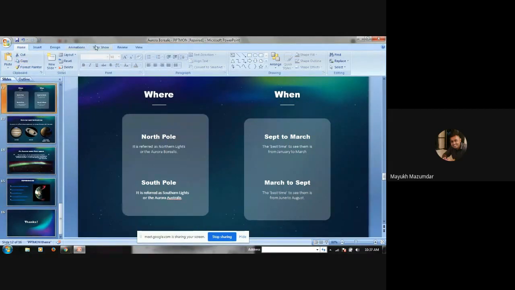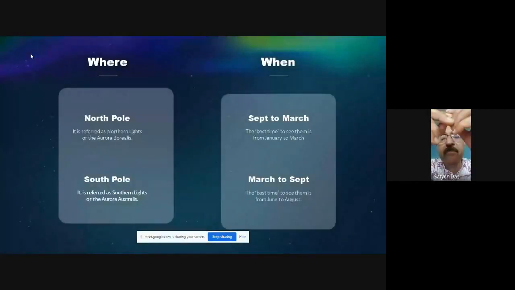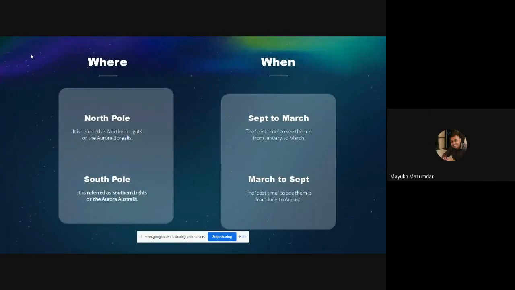Now go to slideshow. Yeah. I think this is a bit more visible. What do you say? Is it?